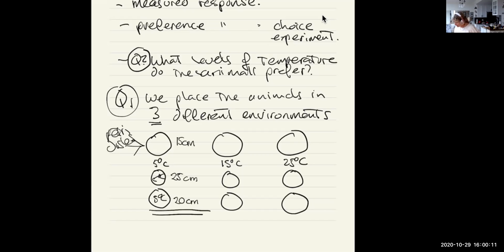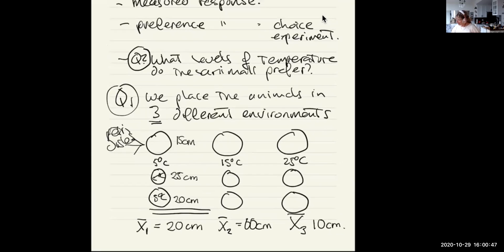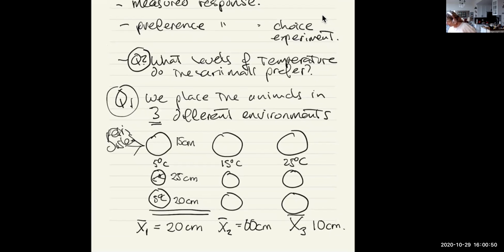So we need to get the average. And the average in this case will be 20 centimeters. And we'll get the average for all 3 treatments. So that'll be treatment 1, treatment 2. Let's just pretend it's 60 centimeters on average. And treatment 3 will be, who knows, maybe 10. We always use averages.